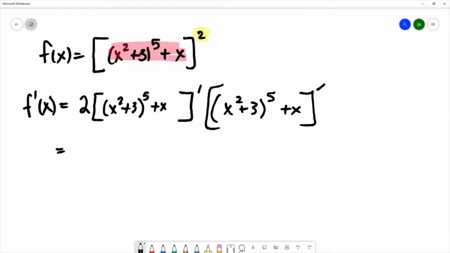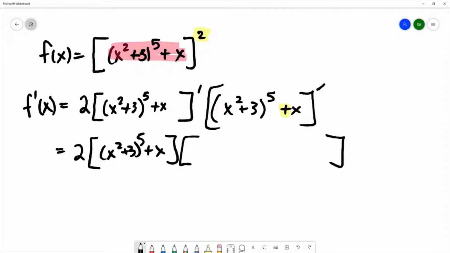So we've got 2 times (x squared plus 3 to the 5th plus x) to the 1st power. We don't need to write that 1. And now we want to take the derivative of this other expression. When I'm looking inside, I've got 2 separate terms because of this plus sign, so I can take the derivative of those individually. The derivative of x is 1, so that's simple.